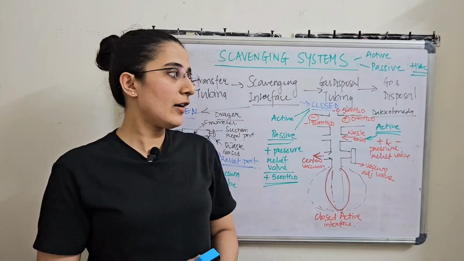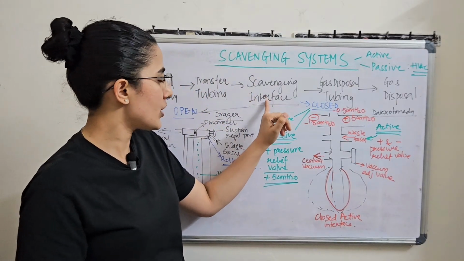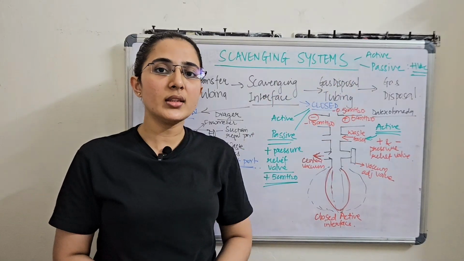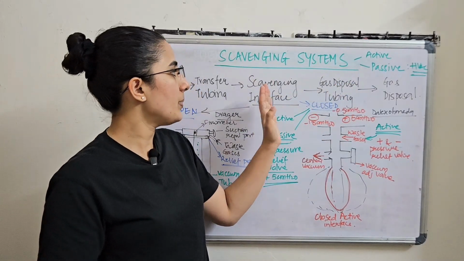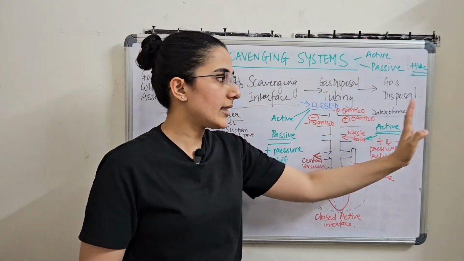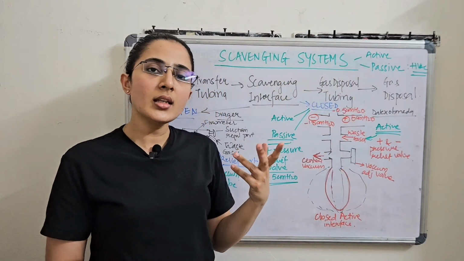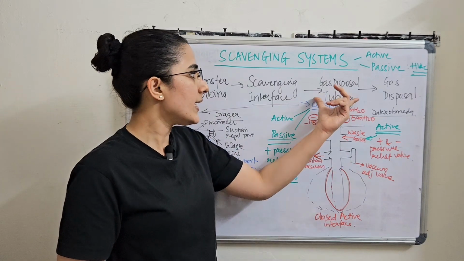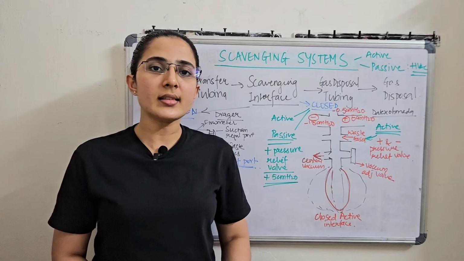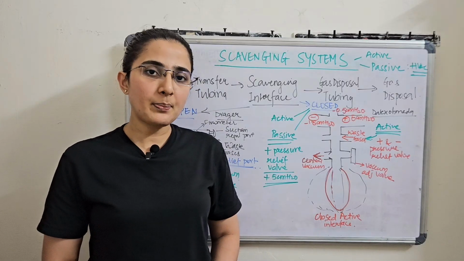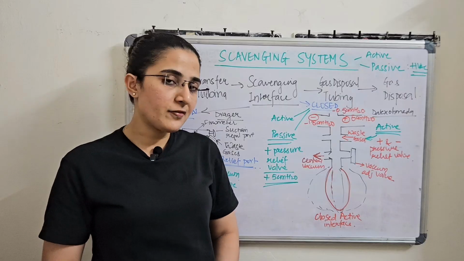After the scavenging interface, we have the gas disposal tubings, which help in delivering the scavenged gases to the gas disposal system, that is, to the atmosphere or the operation theatre disposal system. These tubings are coded by diameter index safety systems for the purpose of maintaining safety.